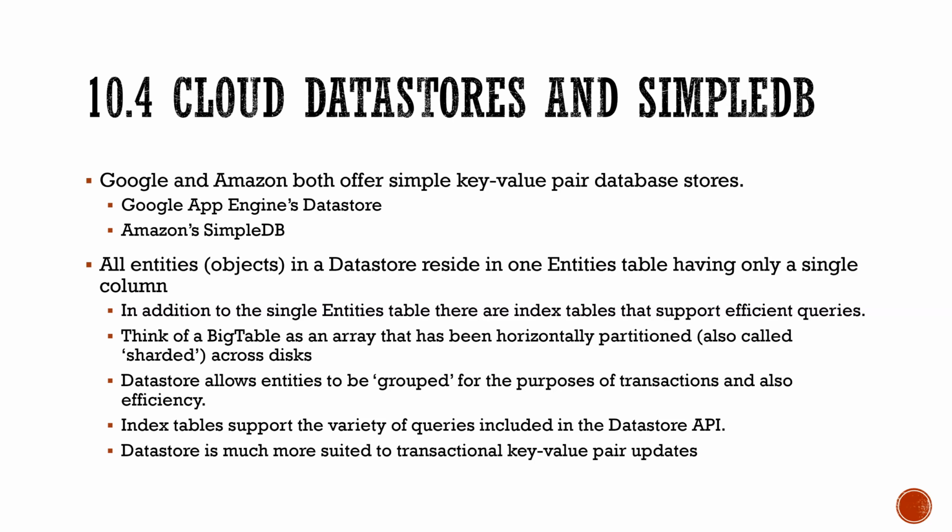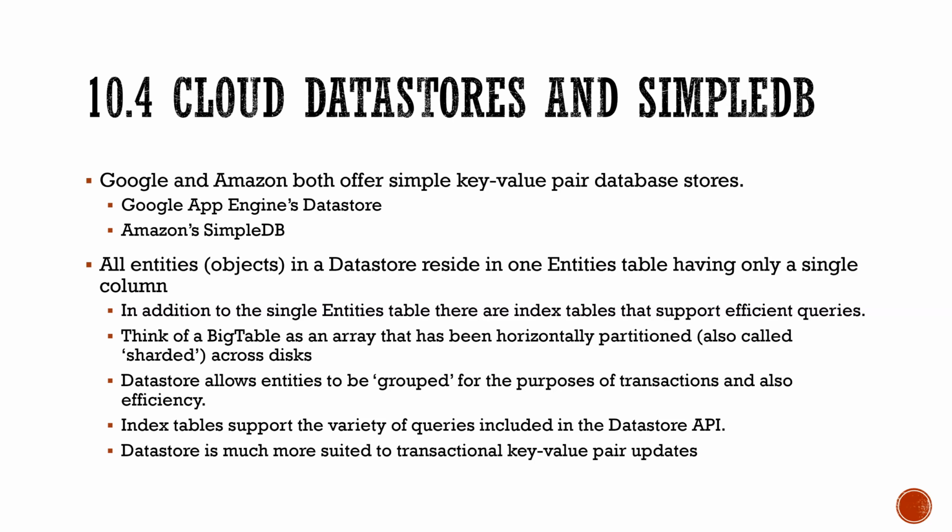Google and Amazon both offer a simple key value pair database store. And again, a key is simply a way for indexing, for identifying the relevant information in a column, rather, and establishing a relationship between one table and the other table. Google has an App Engine data store. Amazon uses SimpleDB. Both of these use a language called NoSQL, which means not only SQL.